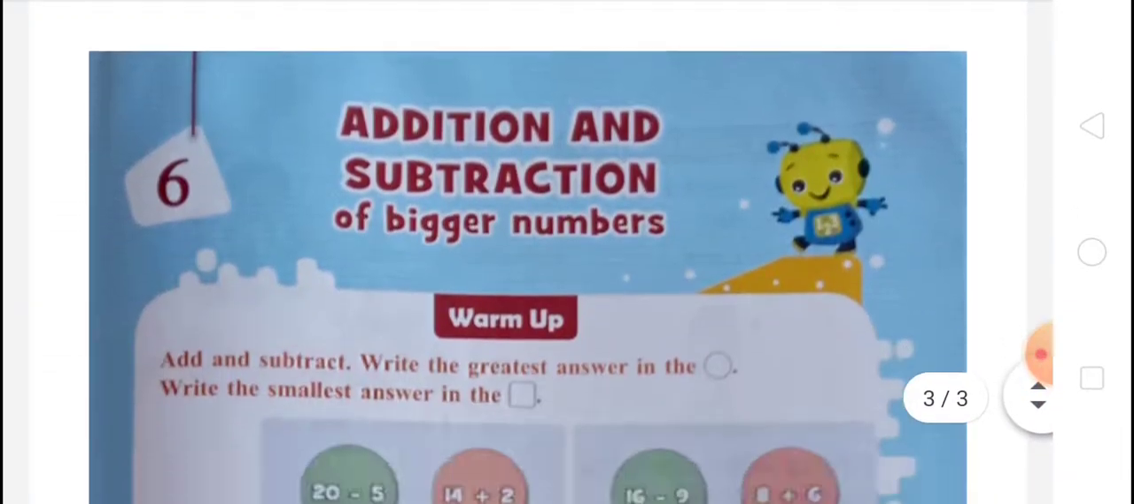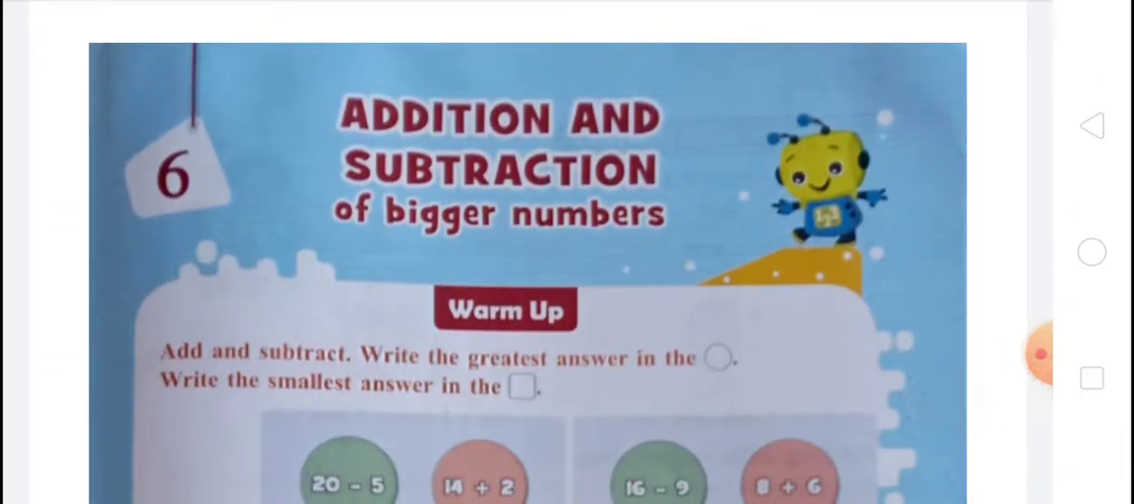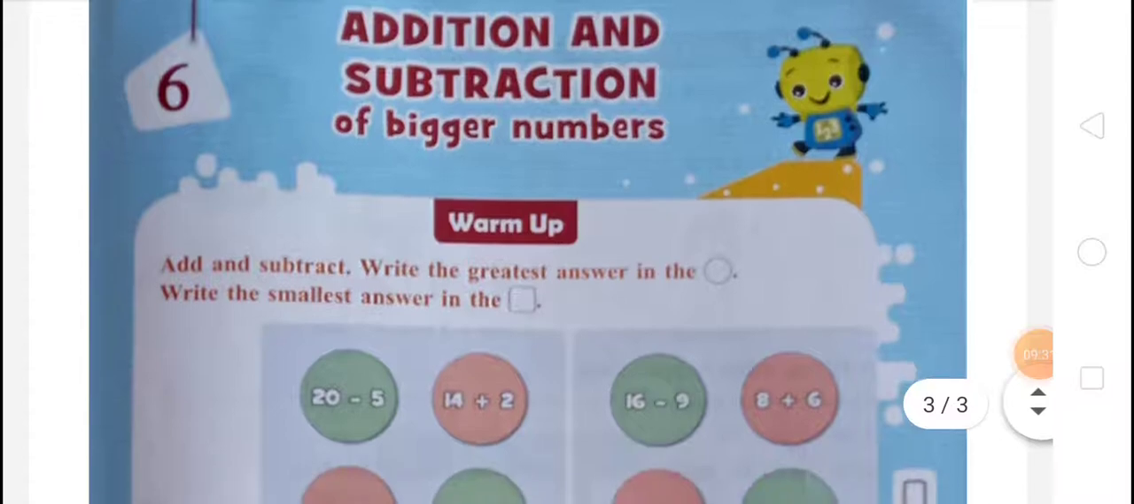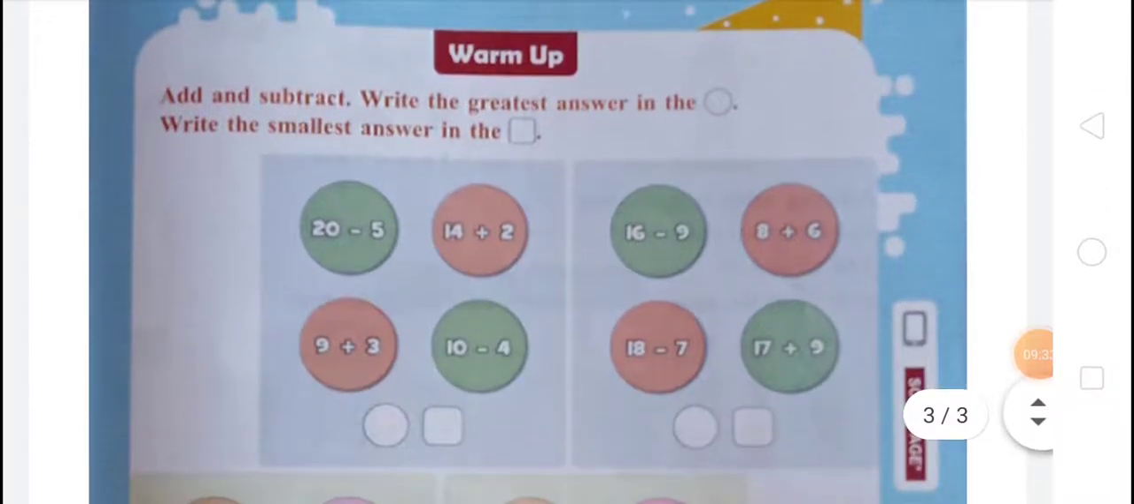So now our next exercise is addition and subtraction of bigger numbers. We will learn this topic also. Add and subtract, write the greatest answer in the circle, write the smallest answer in the square. Okay, square shaped box. In the first there is 20 minus 5. When you subtract 5 from 20, there will be 15.